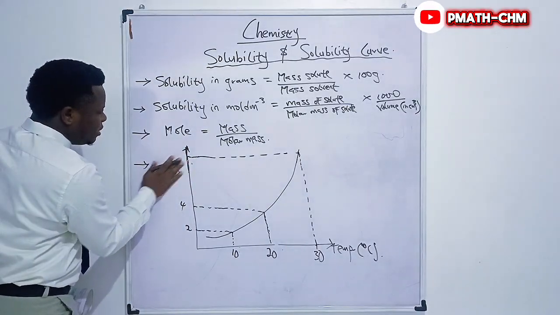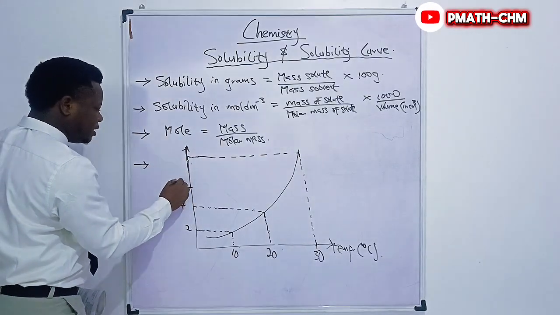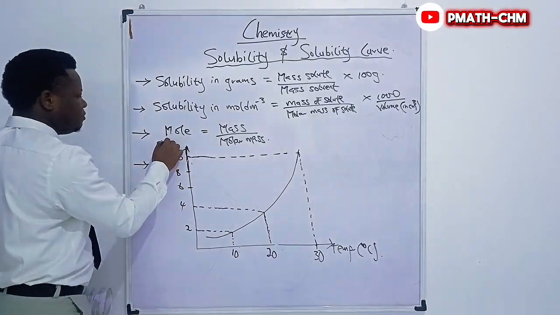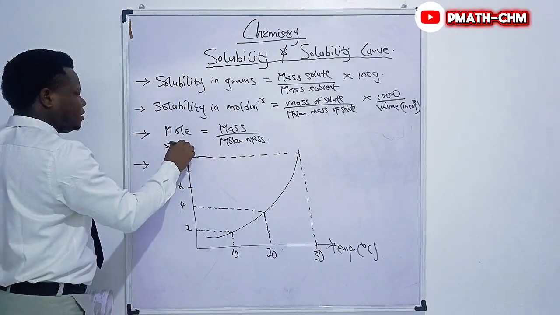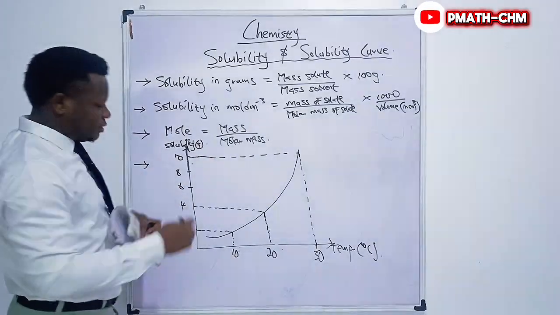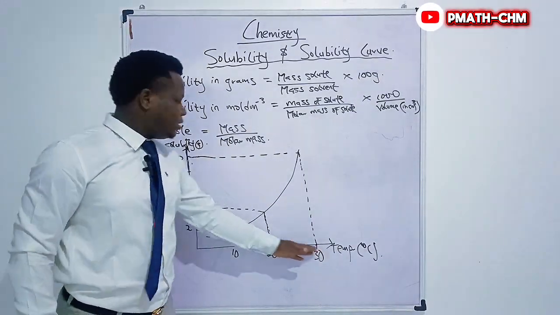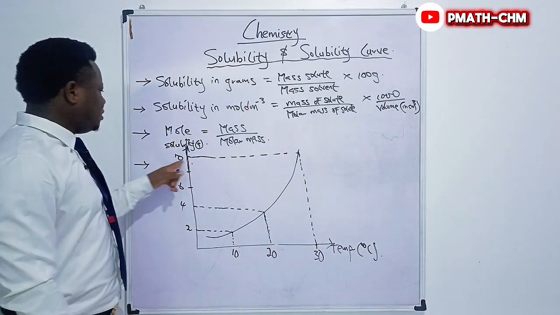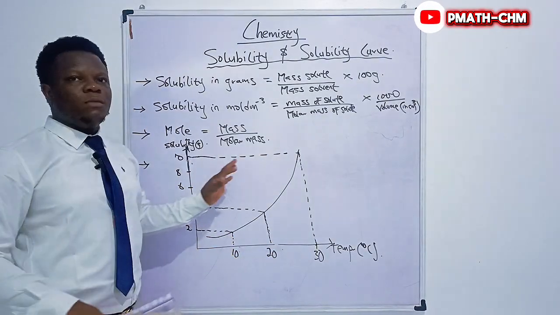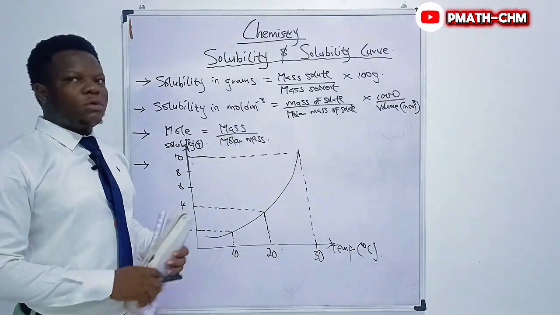So let's say the number here is 6, this is 8, and then this is 10. Remember, this is your solubility axis in grams. All right. So you can see that as the temperature increases, the solubility, which is the amount of salt that is being dissolved, is also increasing. This is generally how the solubility curve looks.